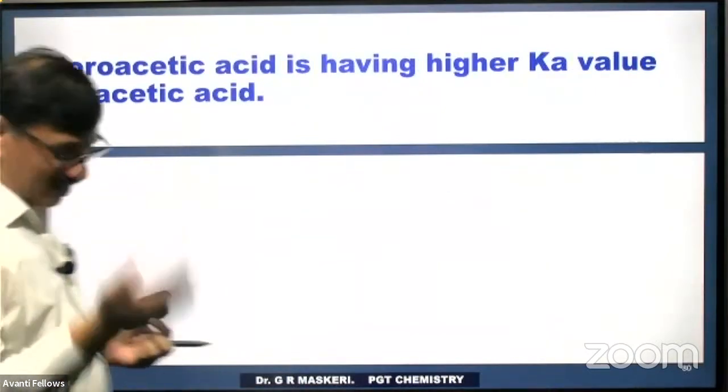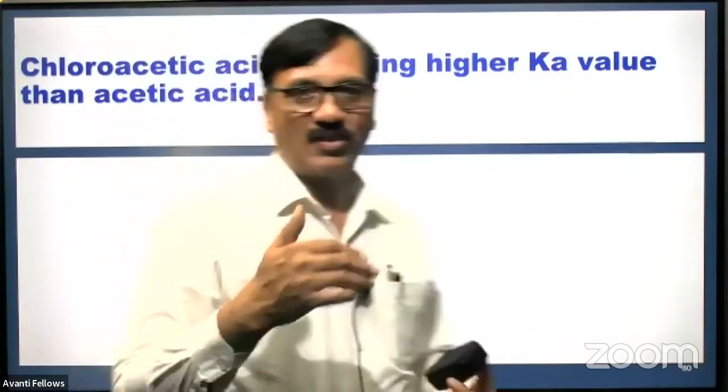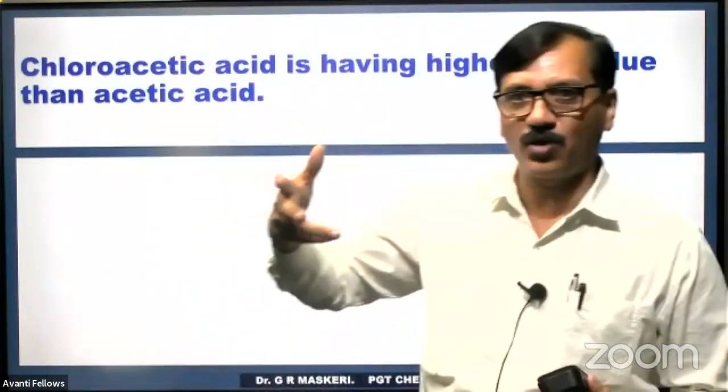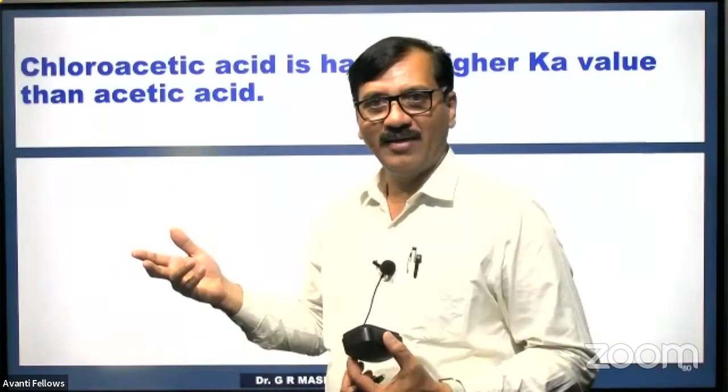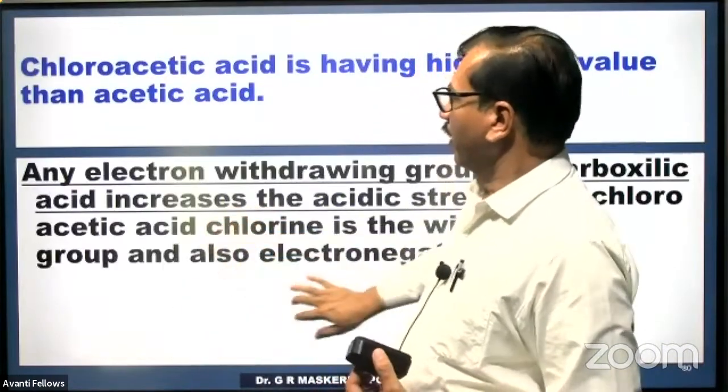Chloroacetic acid has a higher Ka value than acetic acid. In chloroacetic acid, chlorine is an electron withdrawing group. It is the same question asked in a different way, right?